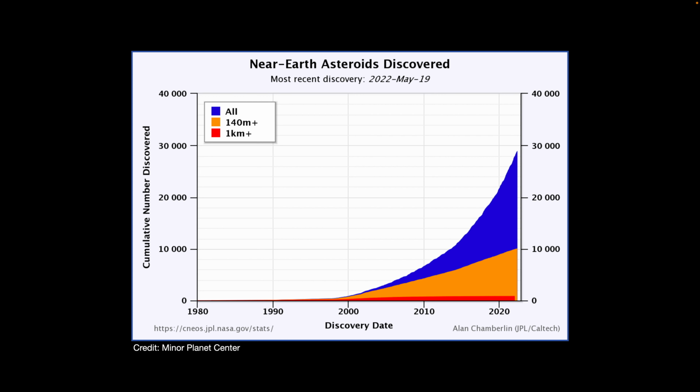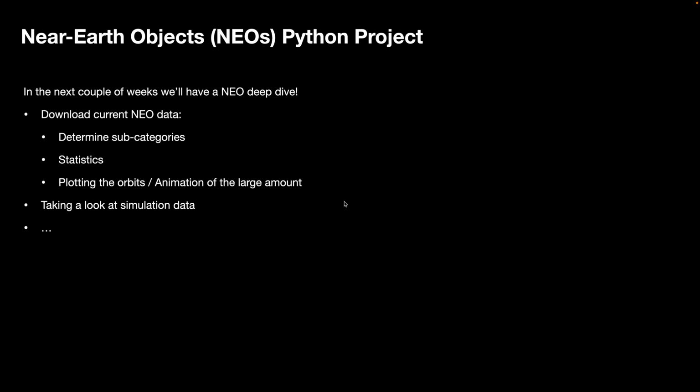I, for myself, also worked on NEOs for my bachelor thesis. The bachelor thesis was back in 2012, so somewhere here. And I remember it was almost 10,000, I think something like 9,000. Up to now, in the last 10 years, this number increased by a factor of 3. And we are still discovering more and more objects every day. So pretty impressive distribution.